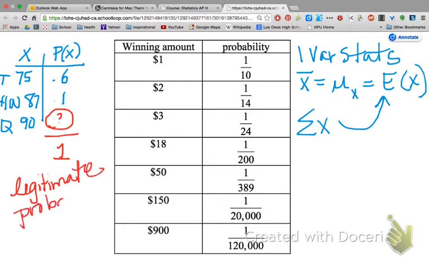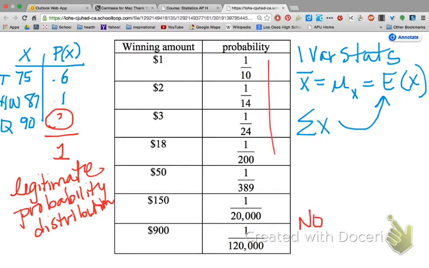And so here's the deal. When you look at this big cat cache, is it a legitimate probability distribution? And the answer is no, because these do not total 1. So I would ask, what's missing? And first, in terms of, well, what else could I win? Oh yeah, nothing. And what's the probability of that happening? Well, it's 1 minus the sum of the current p of x's.